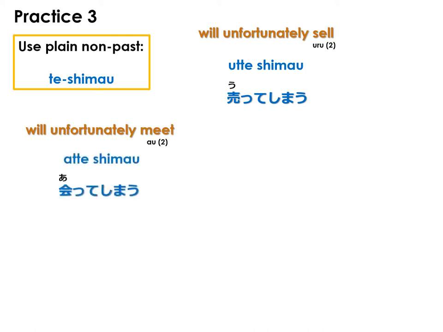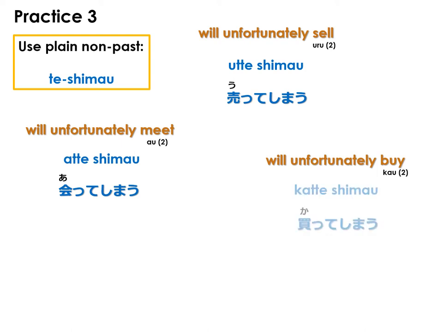Next example, will unfortunately meet. In Japanese, atte-shimau. Perhaps two enemies accidentally meeting at a party. Next example, will unfortunately buy. Answer, katte-shimau. Perhaps you're a compulsive shopper and with a credit card, you just can't stop shopping.